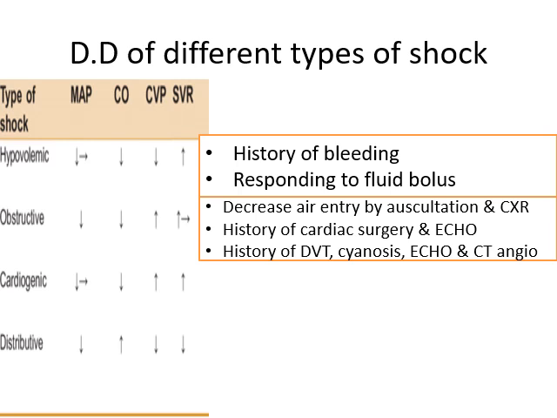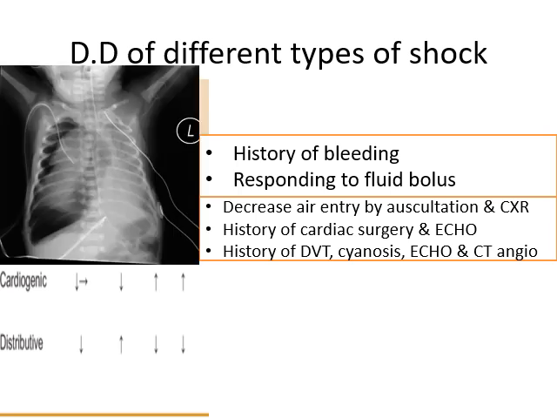If the patient has a tension pneumothorax, you can easily detect it, for example, by auscultation of the chest, with decreased air entry on one side, and by chest x-ray you can see this jet black air around the collapsed lung. It is a tension pneumothorax.